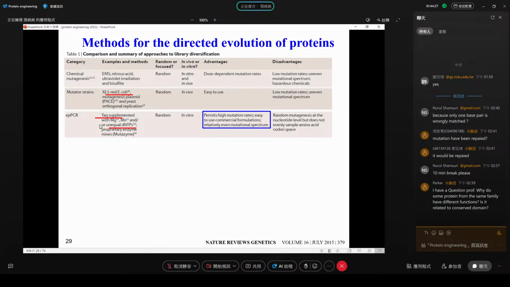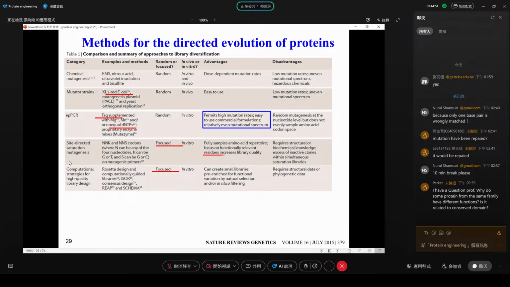Error-prone PCR is our favorite strategy. So it will permit a high mutation rate, and you can do everything in your test tube. So after random mutagenesis, you basically generate a library with a mixture of the components of your PCR product, then transform back to the E. coli, let E. coli do everything for you.